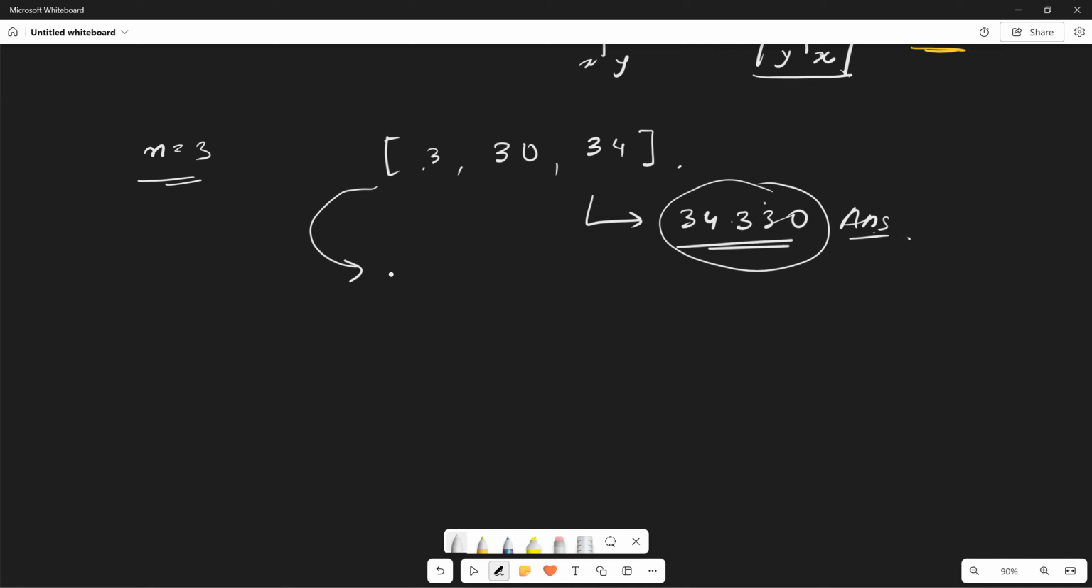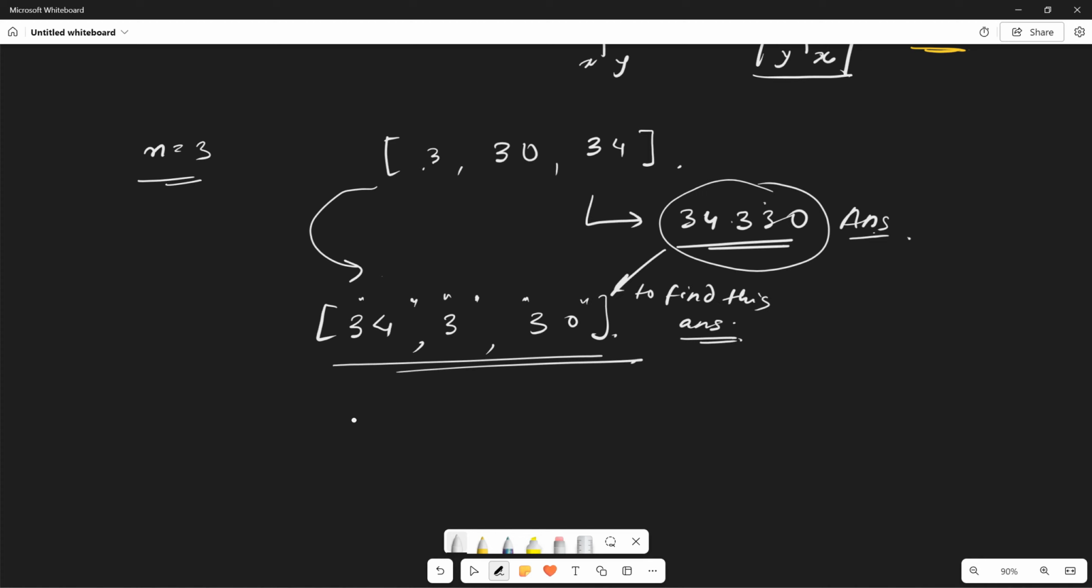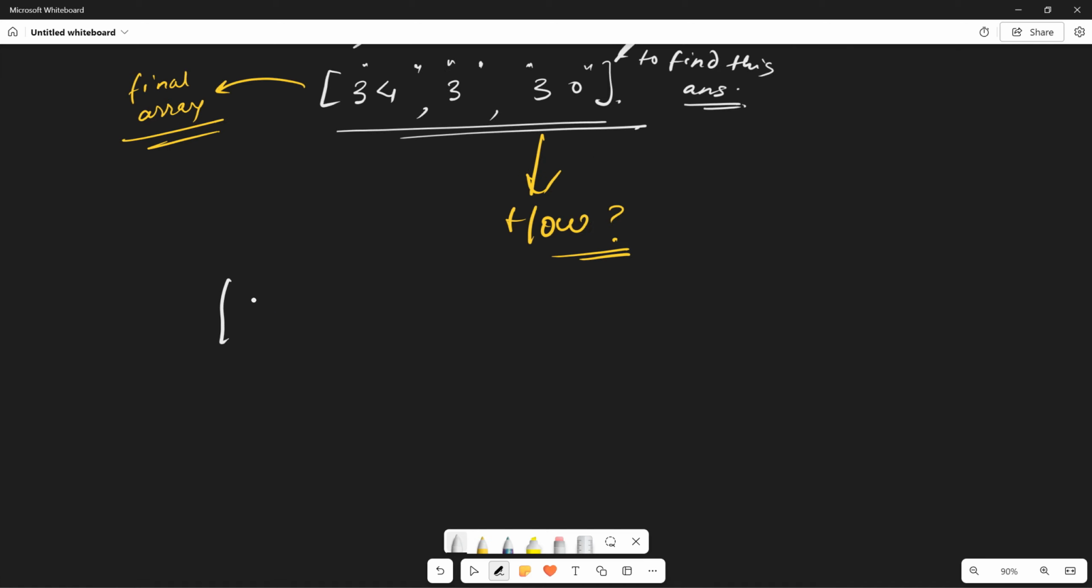So the final array, to find this answer, would look like 3, 4, 3 and 30. This would be our final array. So how can we achieve this? Now we will do the same thing. Okay, this was the array given: 3, 30 and 34.